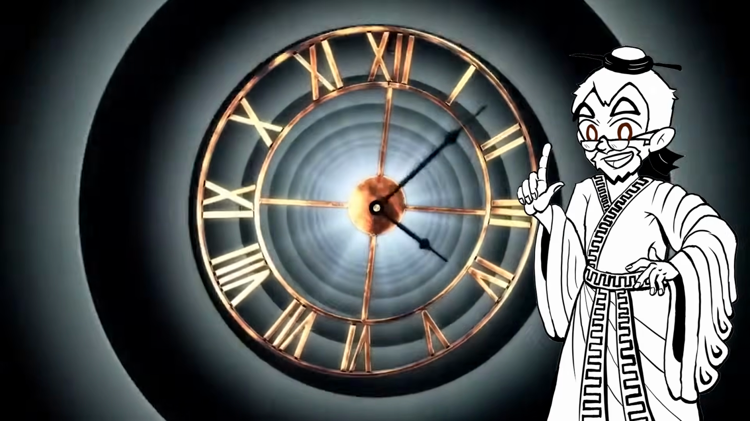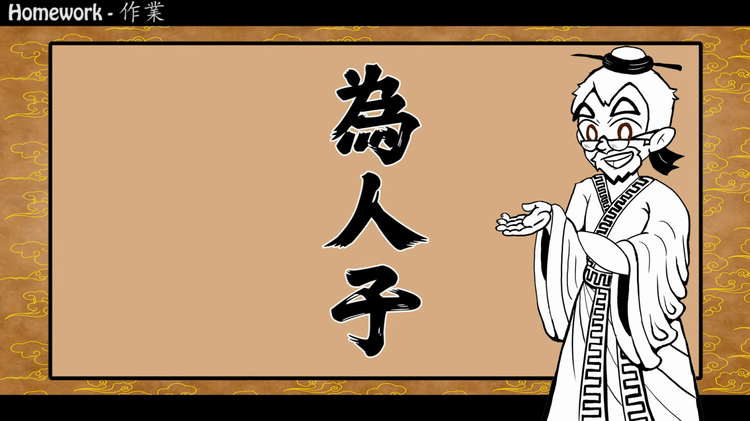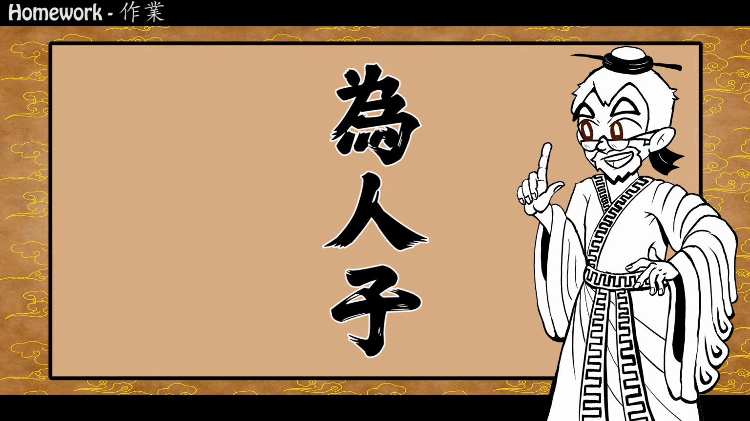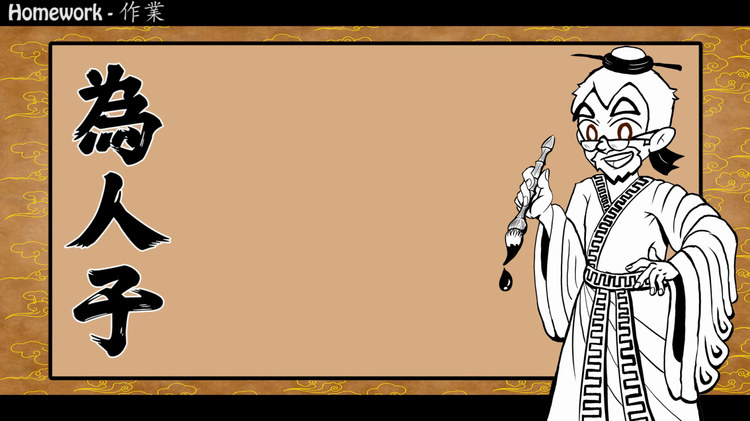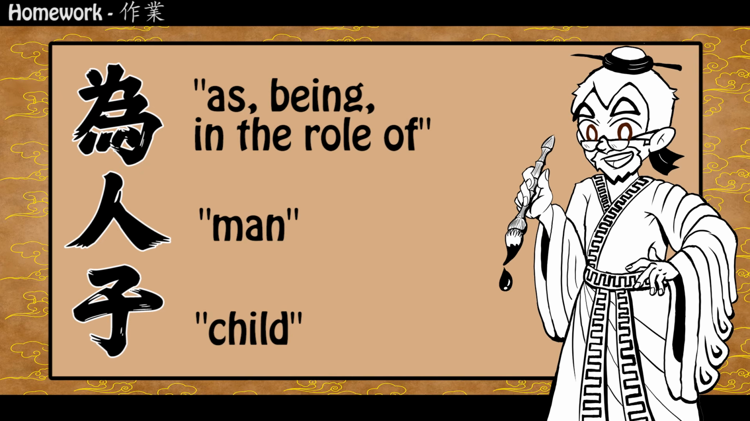from last episode. It seems that most of you were having some trouble with the line wei ren zi. Quite understandably so, it is a tricky one. So let's unpack it together. Word for word, the line is wei, to be, ren, man, and zi, child. Here, wei is a co-verb meaning as or being or in the role of. Ren is man, human being, and zi is child.